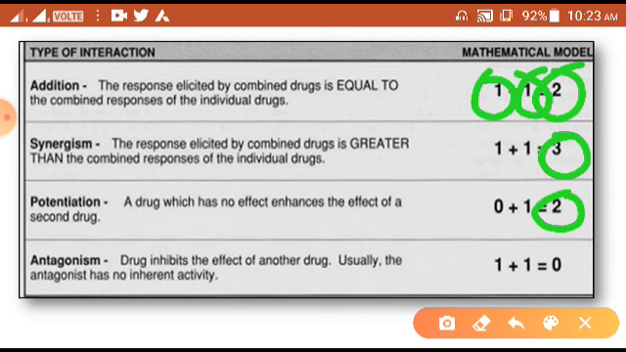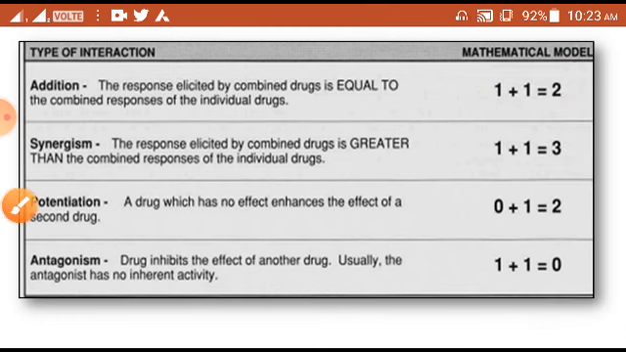Antagonism, I have already explained before in part 2. A drug inhibits the effect of another drug, right? There are various types of antagonism that we will discuss in the coming slides. Here you can see 1 plus 1. One may be your antagonist and another may be your agonist, so their response will become 0. Usually the antagonist has no intrinsic activity, as you know well. So the antagonist has no effect, but once it is combined with the agonist, it makes the agonist effect also 0, right? That is how it works here.